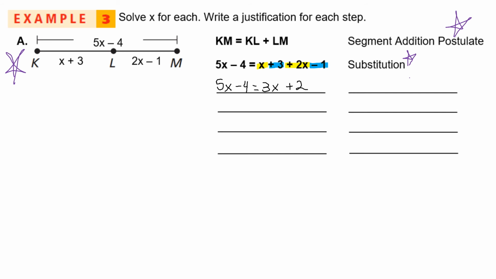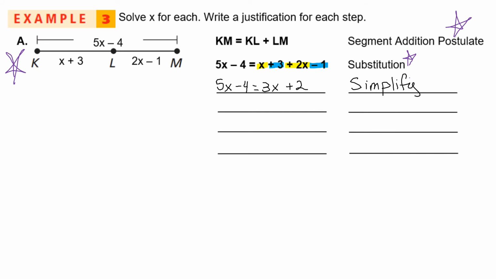Now, we combined our like terms. All of that happened on one side. So we added or subtracted on one side of the equal sign. What do we call that when it only happens on one side? That is simplify. Okay, next up, we have 5x minus 4 equals 3x plus 2.